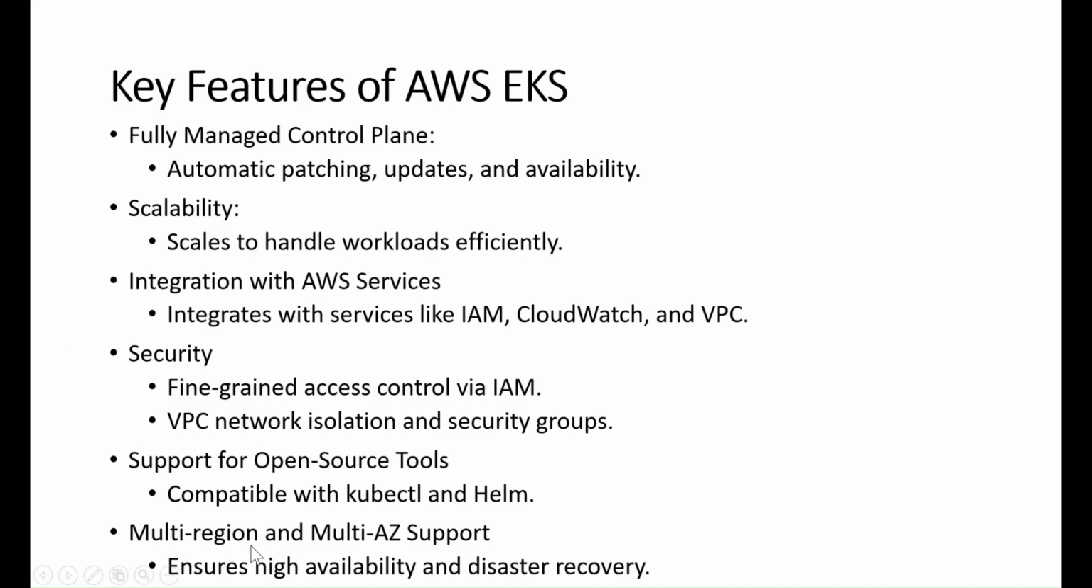It also provides multi-region and multi-AZ support, ensuring high availability and disaster recovery. AWS EKS is designed for high availability, so it can run across multiple AWS regions and availability zones. It ensures your application stays online even if something goes wrong in one area. It also supports disaster recovery to keep your service reliable.